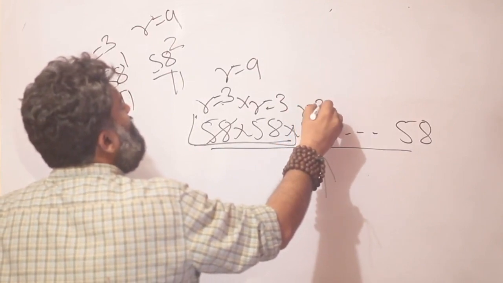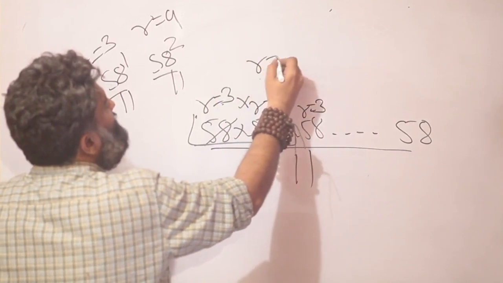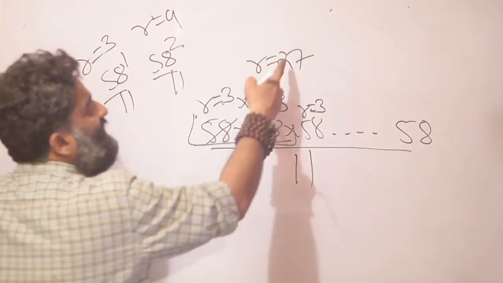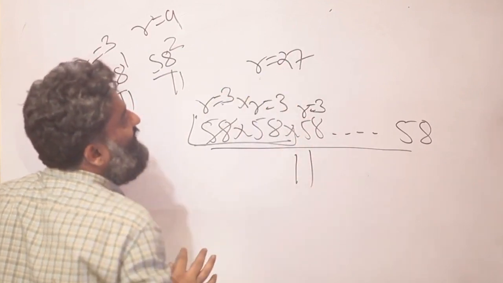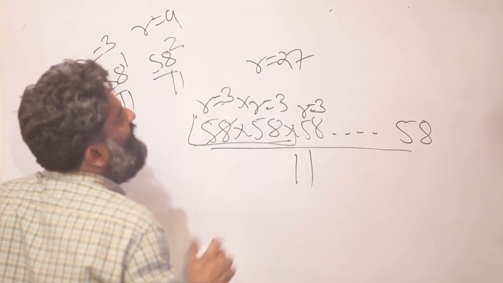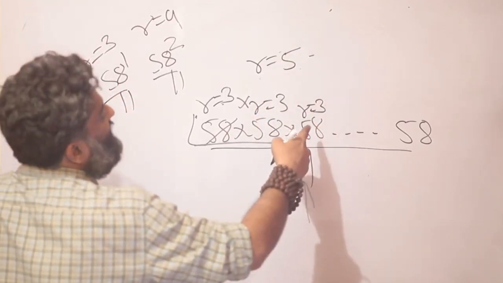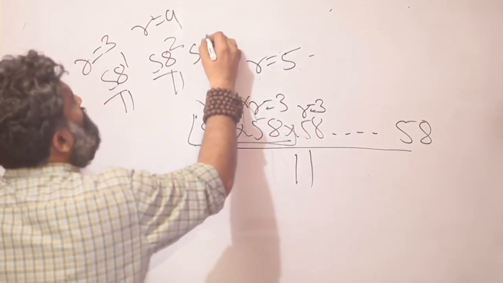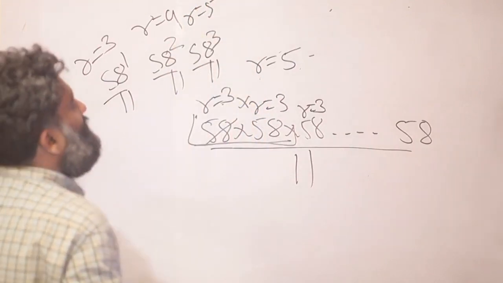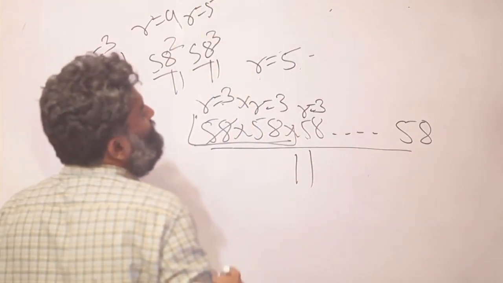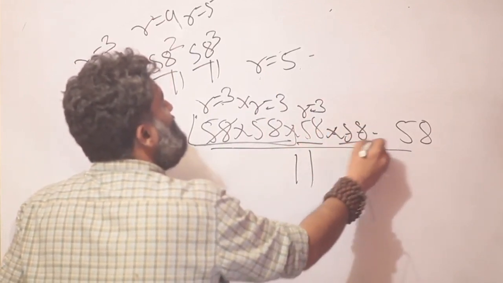This is again going to give me a remainder of 3, and 9 into 3, my overall remainder now becomes 27. But my remainder can't be bigger than my divisor, so this 27 should be immediately divided. 11 2s are 22 and my remainder is 5. That means once I go to the third 58, when I go for 58 cube divided by 11, my remainder is 5. Still no 1, still no minus 1.